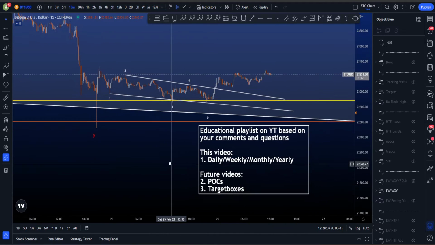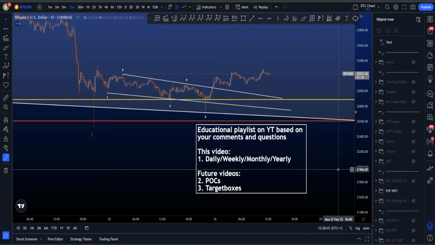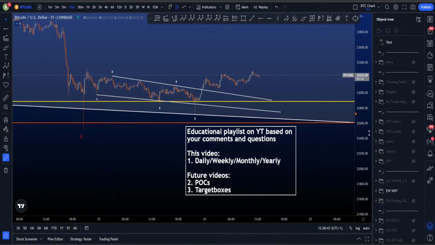So the first video in this case will be about dailies, weeklies, monthlies, and yearlies. And these are support and resistance levels. So let's talk about this.